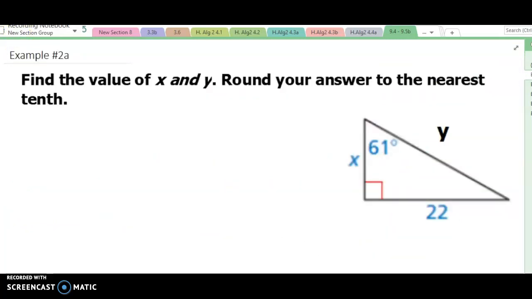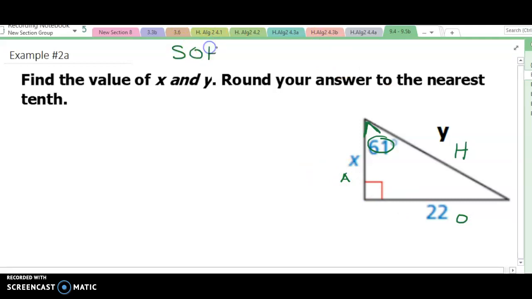All right, so let's look at the next example. Okay, this is going to be the same process. So right now, my reference angle is the 61-degree angle, which is right here. Okay, so I'm going to label my sides accordingly. So this is my hypotenuse, this is my opposite, and this is my adjacent. Okay, I'm going to write SOH CAH TOA up top. Okay, easier for me to reference.